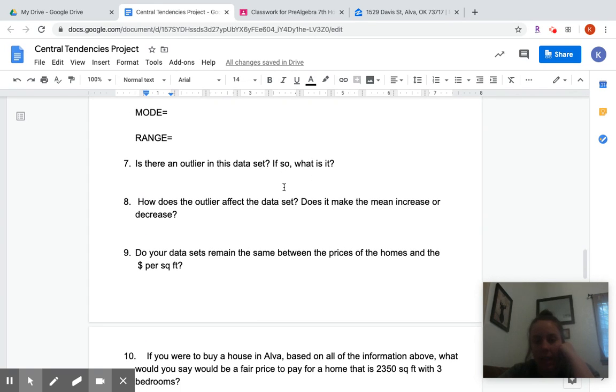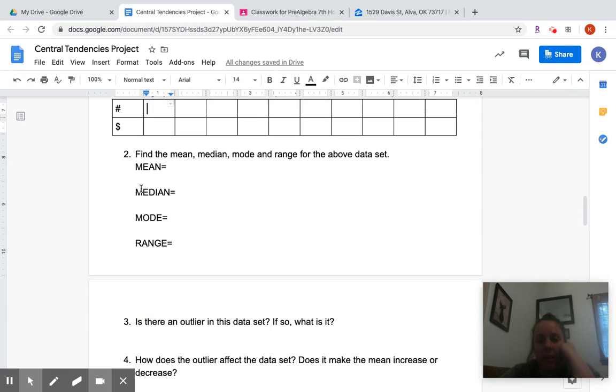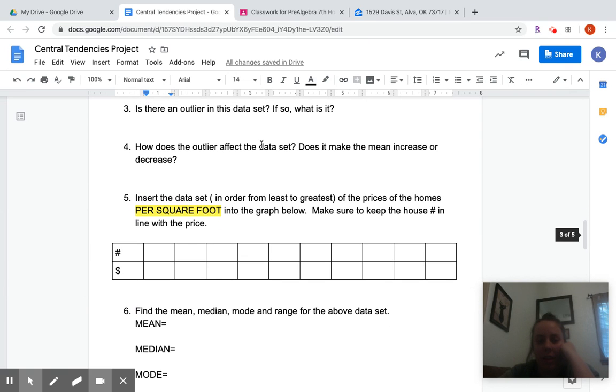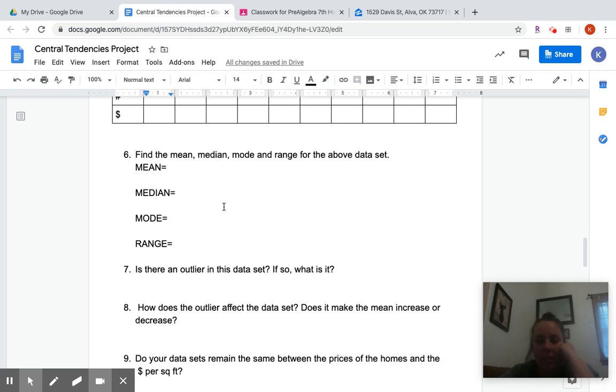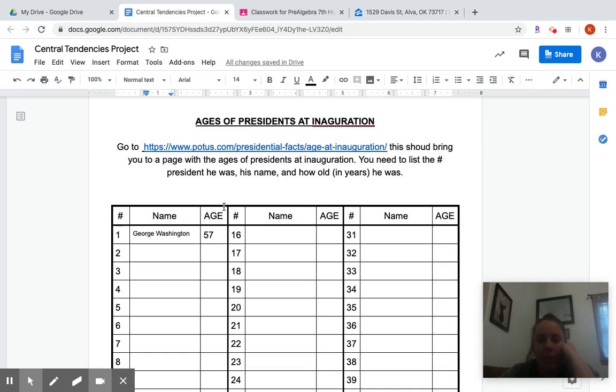You're going to do the exact same questions that you did. Okay, do your data sets remain the same between the prices of the homes per square foot? So you're going to compare chart number 1 and chart number 5 and see if they're in the same order or not. Okay, then we have our ages of presidents.